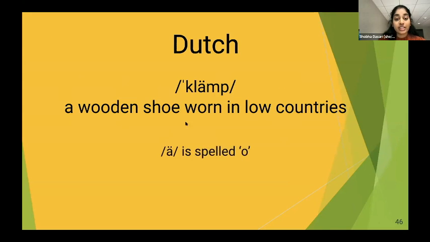The language pattern hint here is that in klomp, the ah sound is spelled with an O. Also in Dutch, the k sound is spelled with a K. And so the correct spelling of klomp would be K-L-O-M-P.